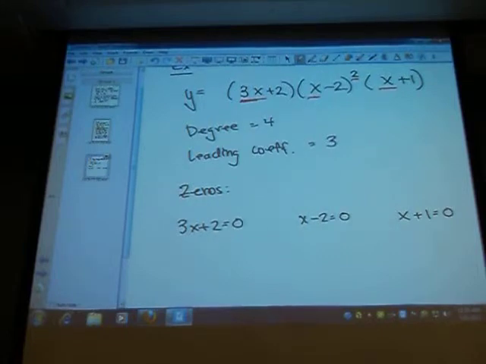Okay? So, x minus 2 equals 0. I know that would give me x equals 2. And that's the one that's repeated twice. So that kind of counts for 2 zeros.